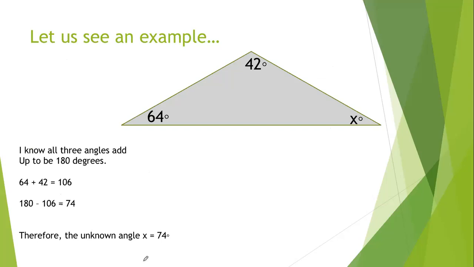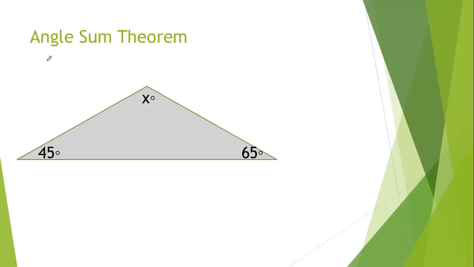Okay, let's look at another example. All right, so we have 45, 65, and x degrees. I'm looking for that missing degree. So calculate it on your own. Do it on your own. Let's see if you understand.